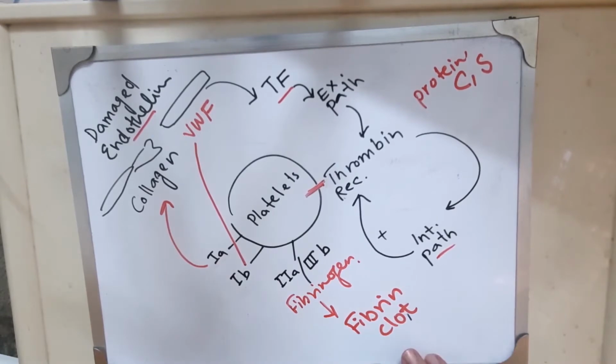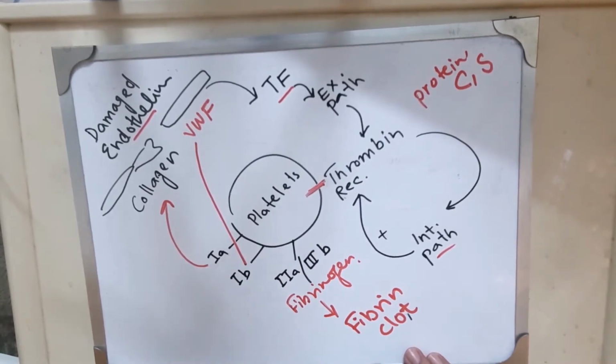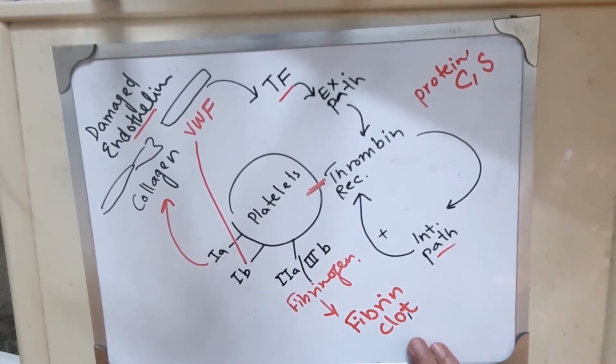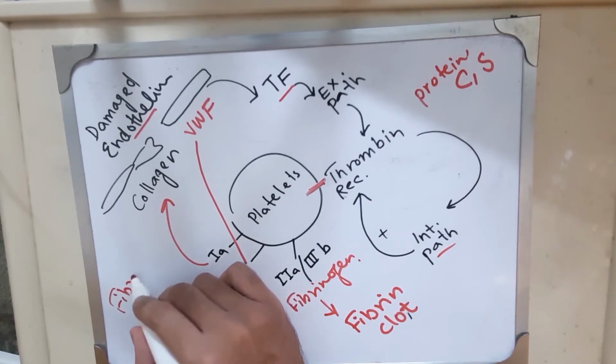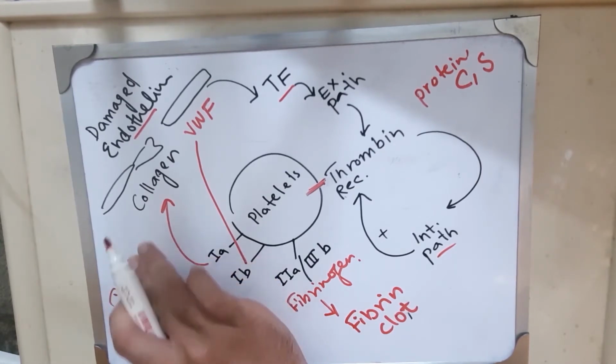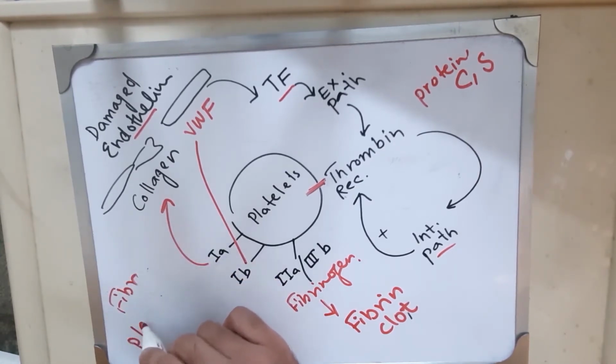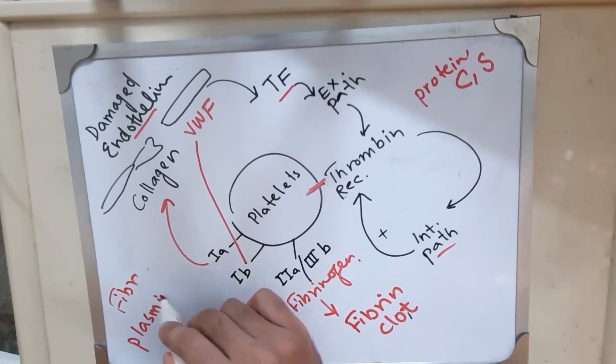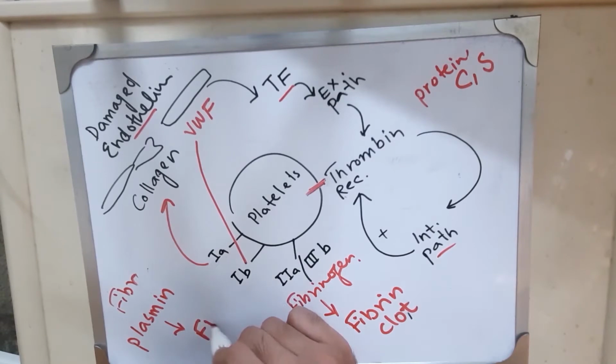Now, for reformation and recanalization of the vessel, the fibrin clot must be destroyed. This process is called fibrinolysis. For fibrinolysis, plasminogen is activated into plasmin. Plasmin degrades the fibrin clot into fibrin degradation products, also known as D-dimers.